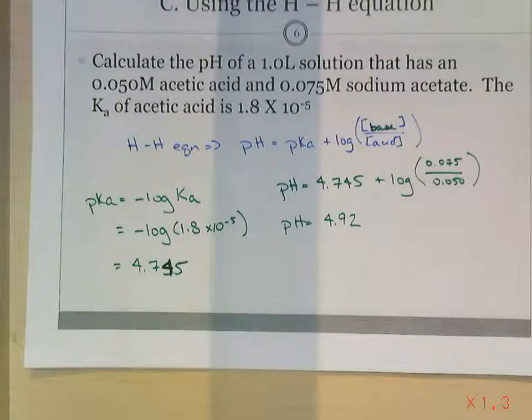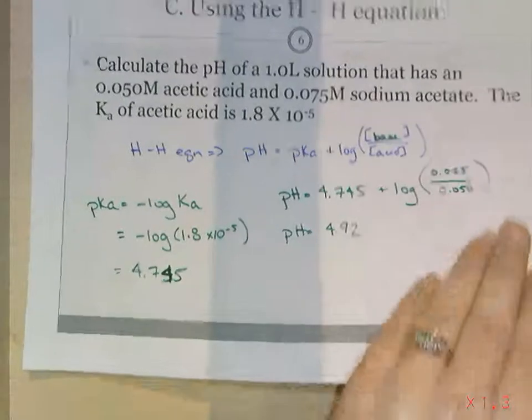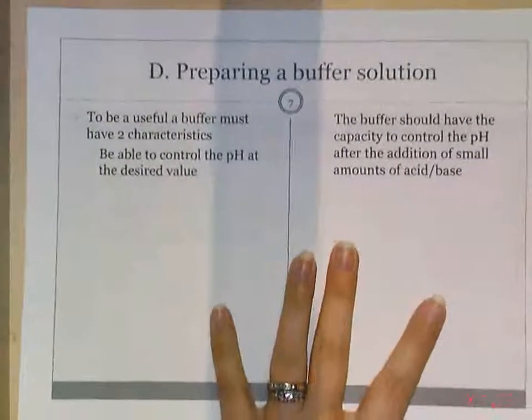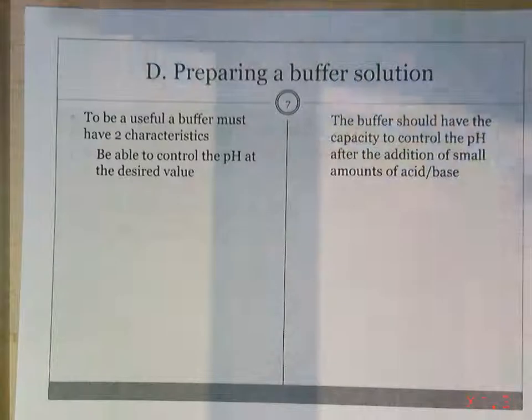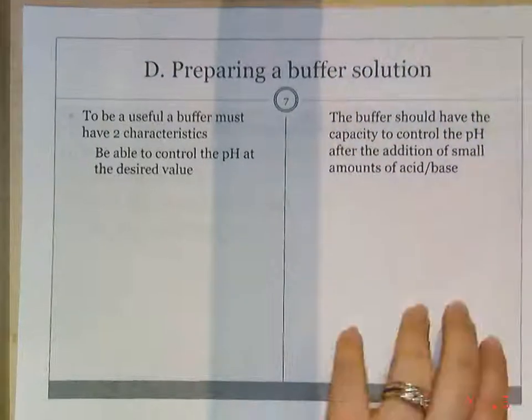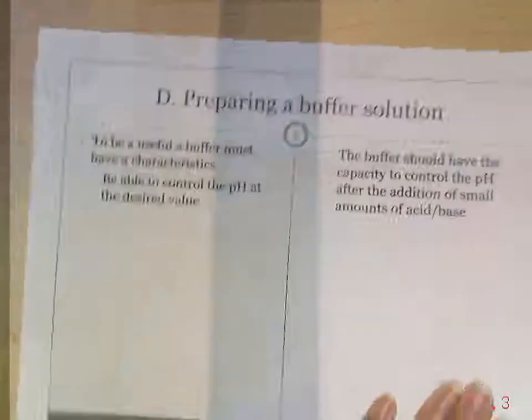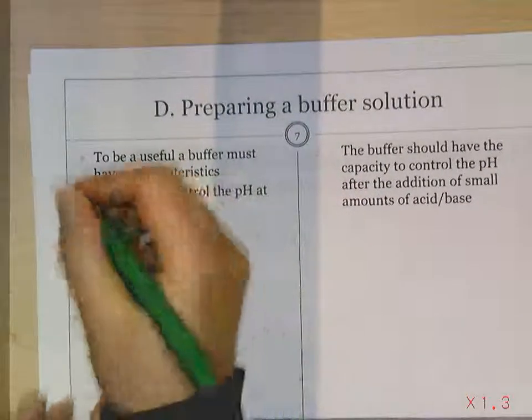All right. So let's go ahead and do some more problems that involve using the Henderson-Hasselbalch equation. And we'll talk about what cases it works and what cases it doesn't work, and how we know when to use it. All right, so preparing a buffer solution. For a buffer to be useful, it has to have the following two characteristics. This is number one. This is number two.